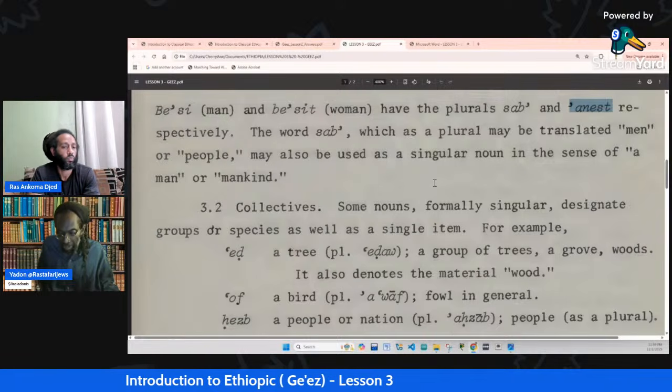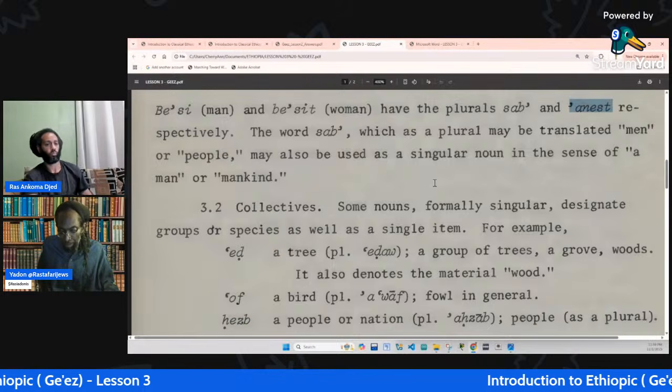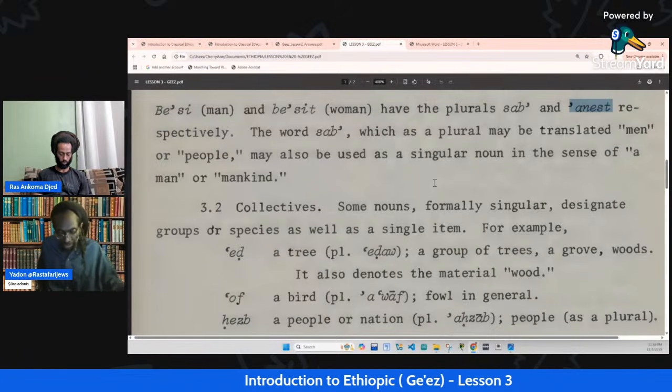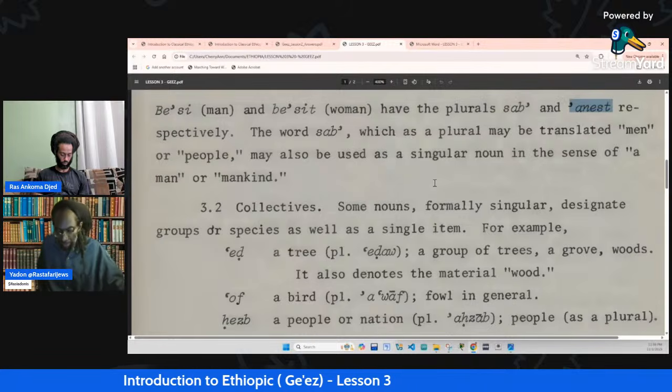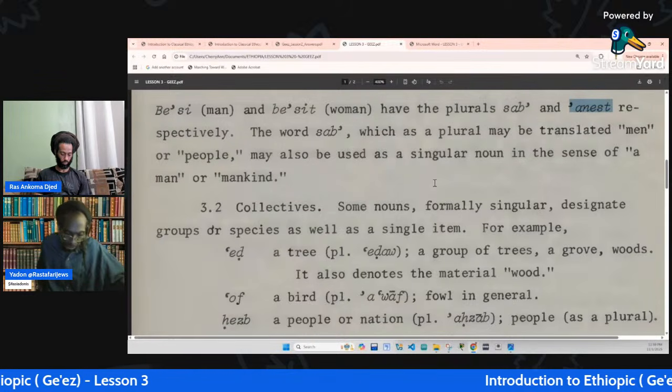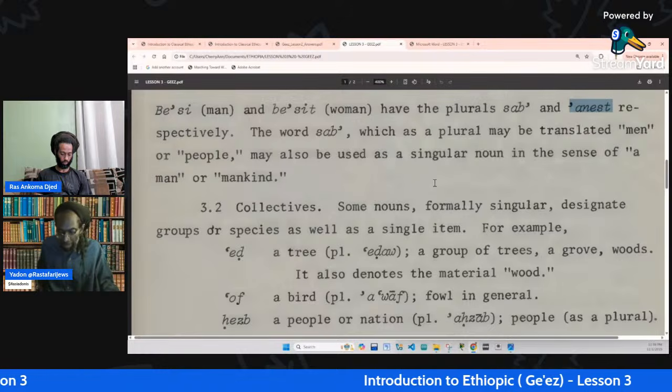So we have sebe, right? As for men, people, or human beings, it can be used in the singular sense of a human being, sebit, right? Or human beings, humanity, mankind, right?